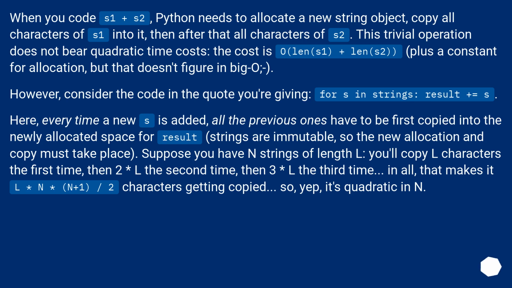Suppose you have n strings of length L, you'll copy L characters the first time, then 2L the second time, then 3L the third time. In all, that makes it L times n, n plus 1, over 2 characters getting copied. So, yep, it's quadratic in n.